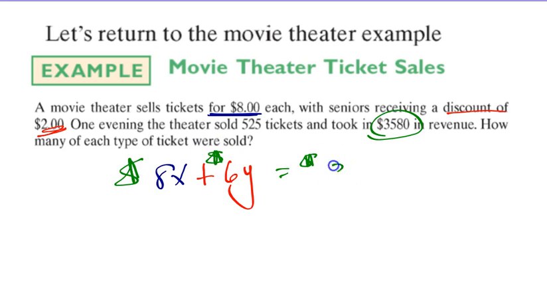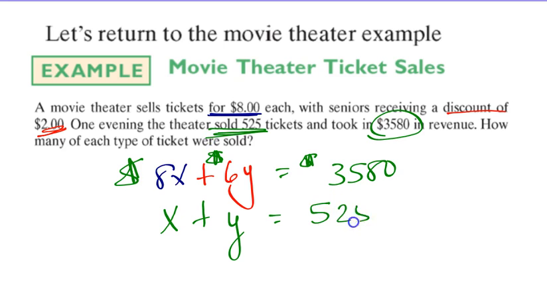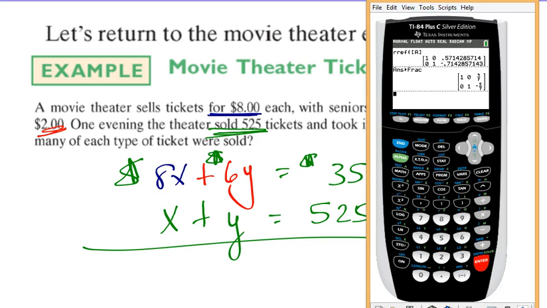The total money gain from this theater is $3,580. Now we don't know how many patrons bought the $8 ticket, and we don't know how many senior citizens there were, but we do know that x plus y will equal 525. So there's my system, and again I could solve that either through the elimination method or the substitution method. I'll show you one more time on the calculator.